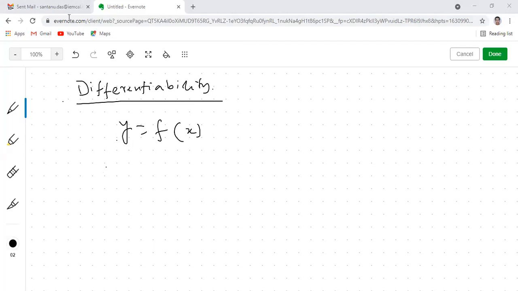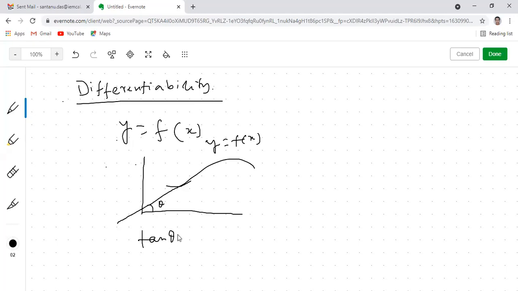For drawing the graph, I think. For drawing the graph, we don't need the differentiability of a function. Susmita has said that it is to get the slope at a particular point on the graph. Yes, that is right. The first and foremost thing is that we can get the slope. Slope means, if a curve is given, say this is the curve y equals f(x), then at any particular point we can draw the tangent, and the tangent makes some angle theta with the positive x-axis. Tan theta is called the slope, and it is denoted as f'(x) or dy/dx.